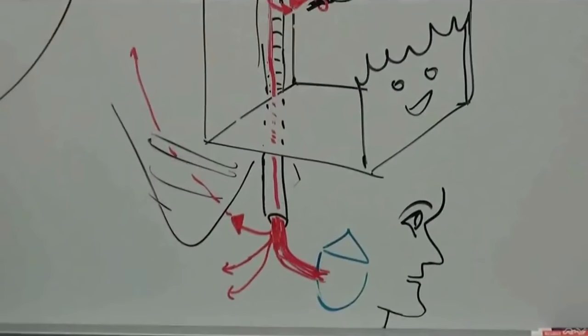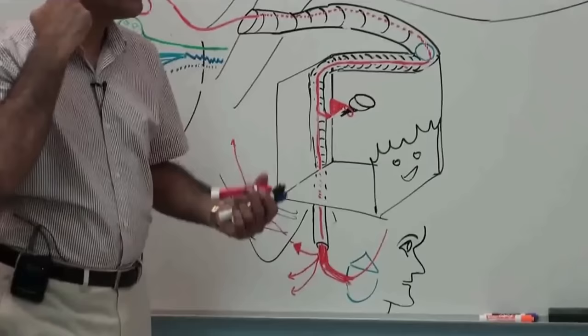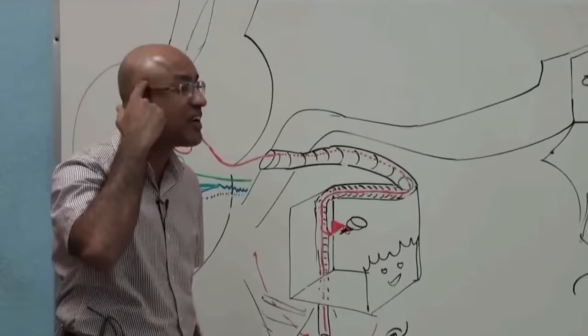Now, these fibers are going to the muscles of facial expression. So some fibers will go upward. Look, a fiber comes from here and goes upward. What is this area? Temple. So what is this branch called?